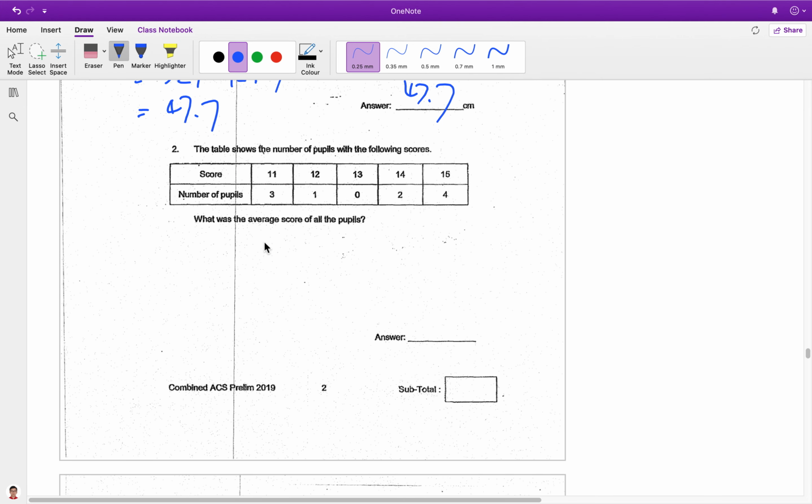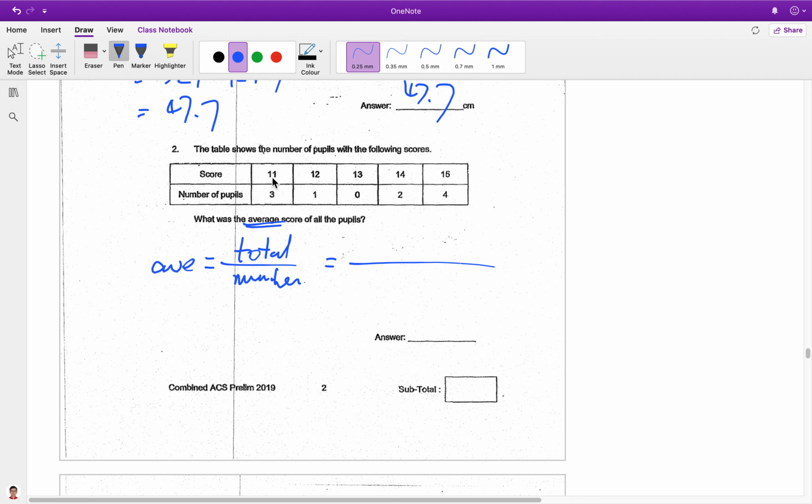Okay, question 2. The table shows the number of pupils with foreign scores. So with score 11, there are 3, 12 have 1, 13 have 0, 14 have 2, and 15 have 4. So what is the average score? It's very straightforward to find the average. Average normally equals the total divided by the number of students, right? So what is the total here?